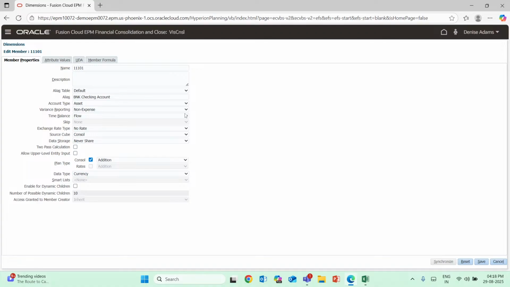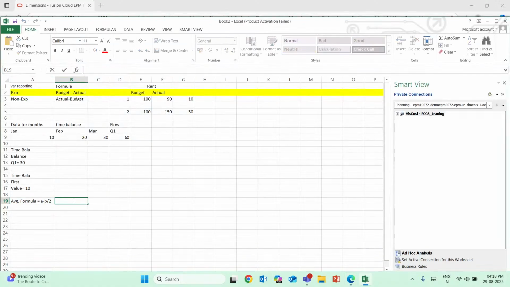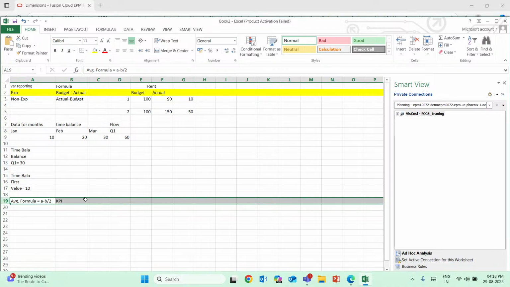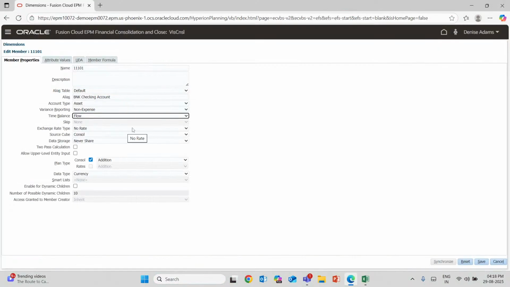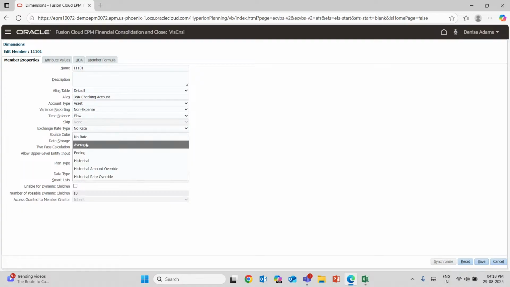Okay, and first we take the opening balance, and average is for KPIs, key performance indicators, where we have to calculate average head count. So this key performance indicator we use for the head counts. Okay, we choose average for the KPIs for head counts. Then we have skip, okay. Then exchange rate, we have various exchange rates.